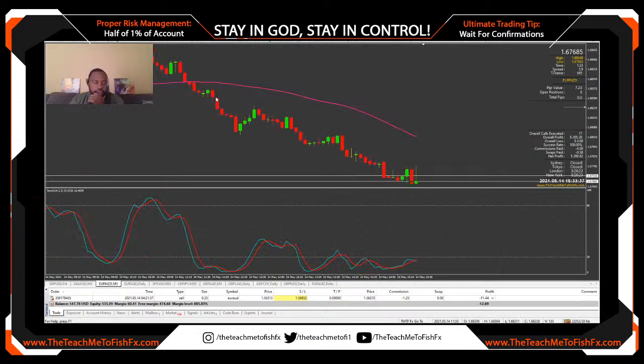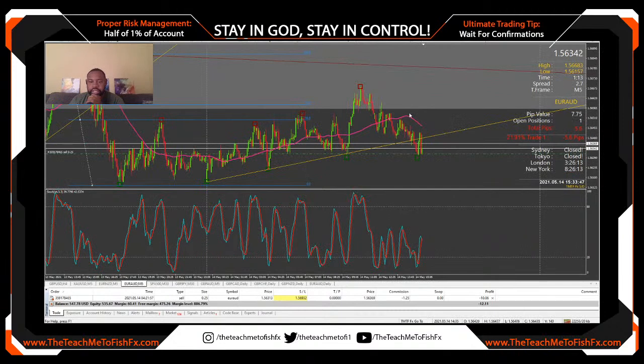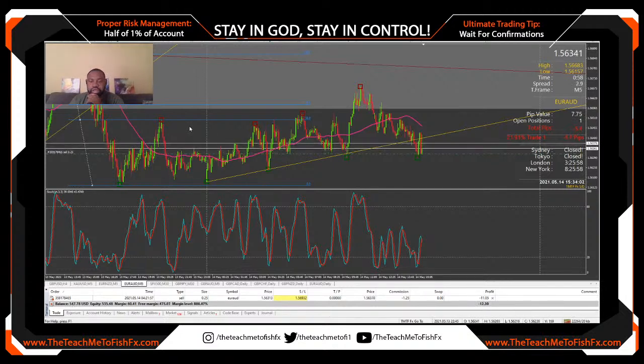And speaking of management, how I got into this trade, how I get into all of my trades, I only get in at half of 1% of my account. At the time the account was at about $500, and half of 1% is $2.50. So I got in at $2.50.